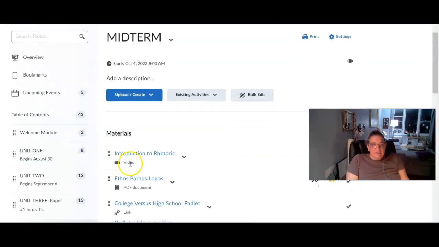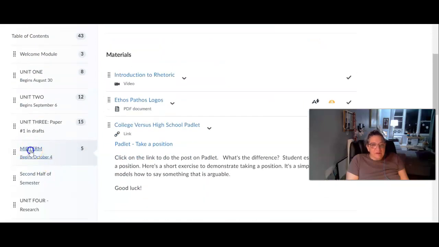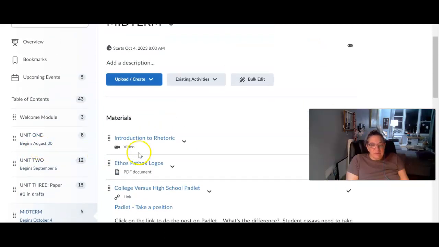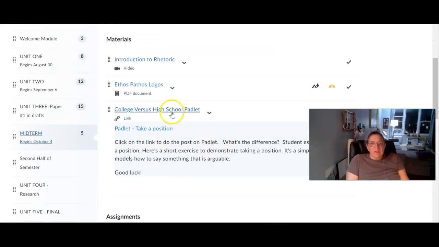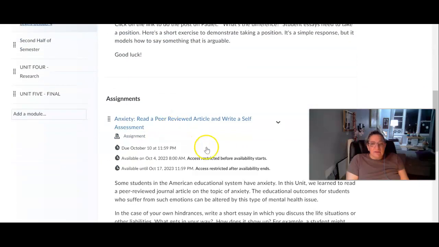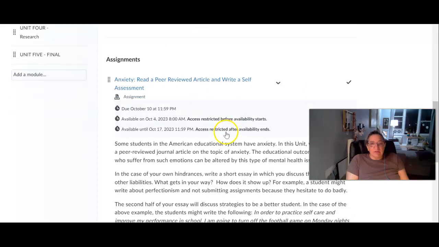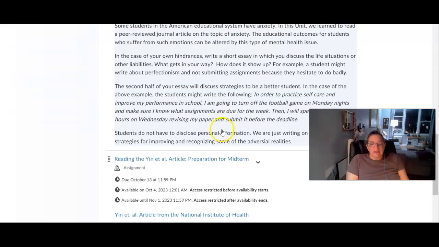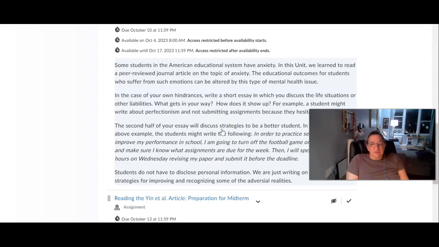And we have, here's our list of our course. Here's where midterm stuff is. There is an introduction to rhetoric. There's a handout that's very helpful. There's a Padlet. And then there's an assignment asking you to read a peer-reviewed journal article and write a response.